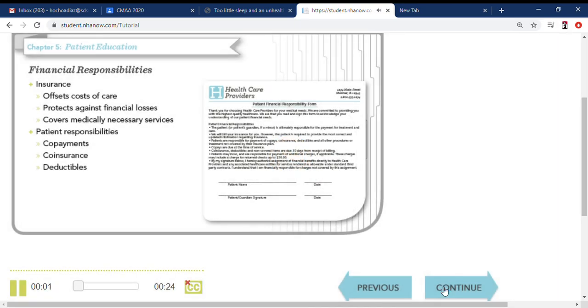Health insurance helps individuals and patients offset the costs of medical care. It protects against financial losses resulting from illness or injury. Health insurance covers services and procedures that are medically necessary. The patient bears financial responsibilities in the form of co-payments, co-insurance, and deductibles.